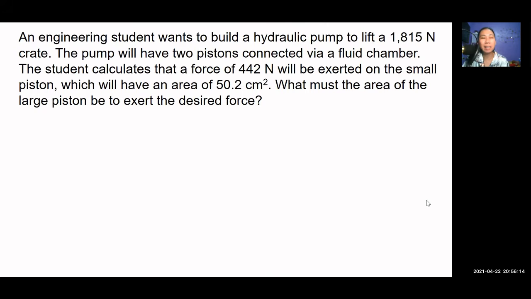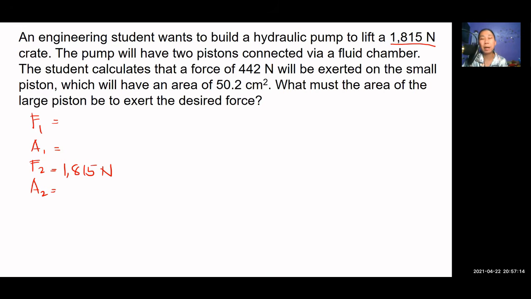Okay. So again, identify muna natin ano yung ating F1, A1, F2, and A2. Okay, so kung i-assume natin dito na yung F1 natin, again, ito yung ating input. Okay. So, ang given natin dito is meron tayong gustong i-lift na crate. So 1,815, ito yung ating magiging output force. So dito natin siya lalagay sa F2. 1,850 newtons. Okay, so tandaan nyo, kapag output force, yan yung gusto nyong i-lift, okay, na object.